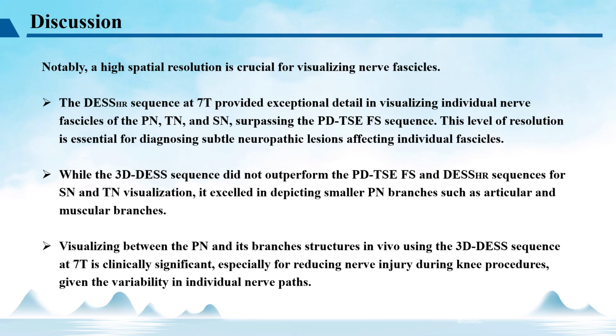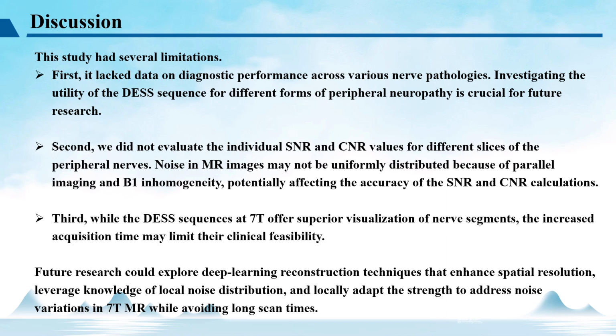This study had several limitations. Firstly, it lacked data on diagnostic performance across various nerve pathologies. Secondly, we did not evaluate the SNR and CNR values for different slices of the peroneal nerves. Third, while the DESS sequence at 7T offers superior nerve visualization, the increased acquisition time limited its clinical feasibility.